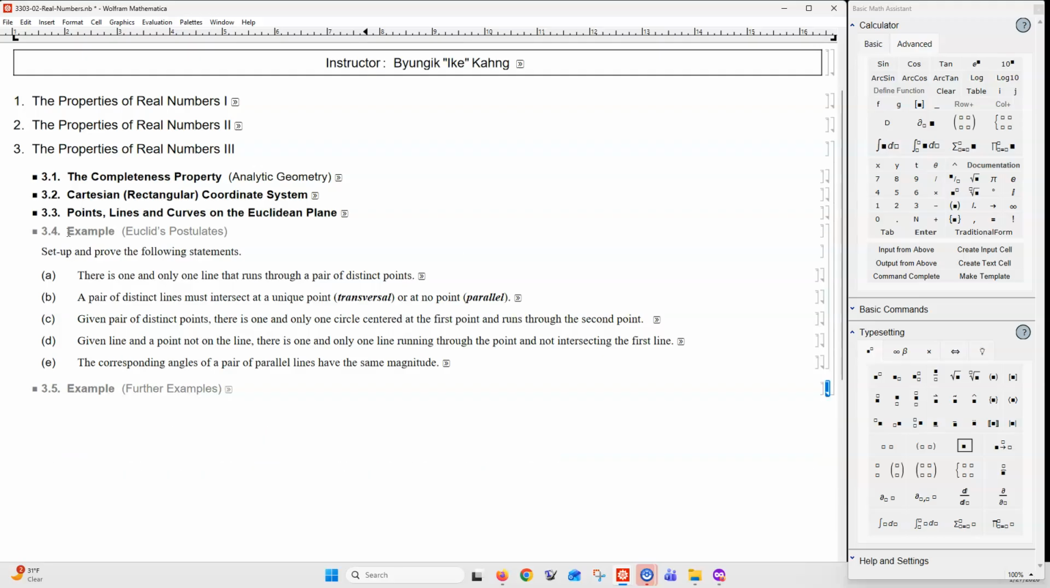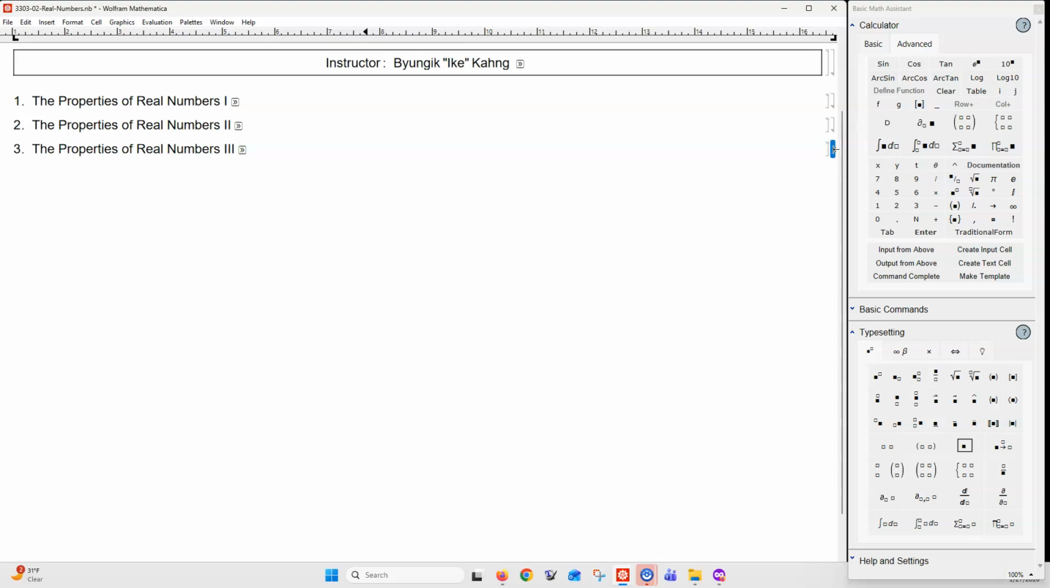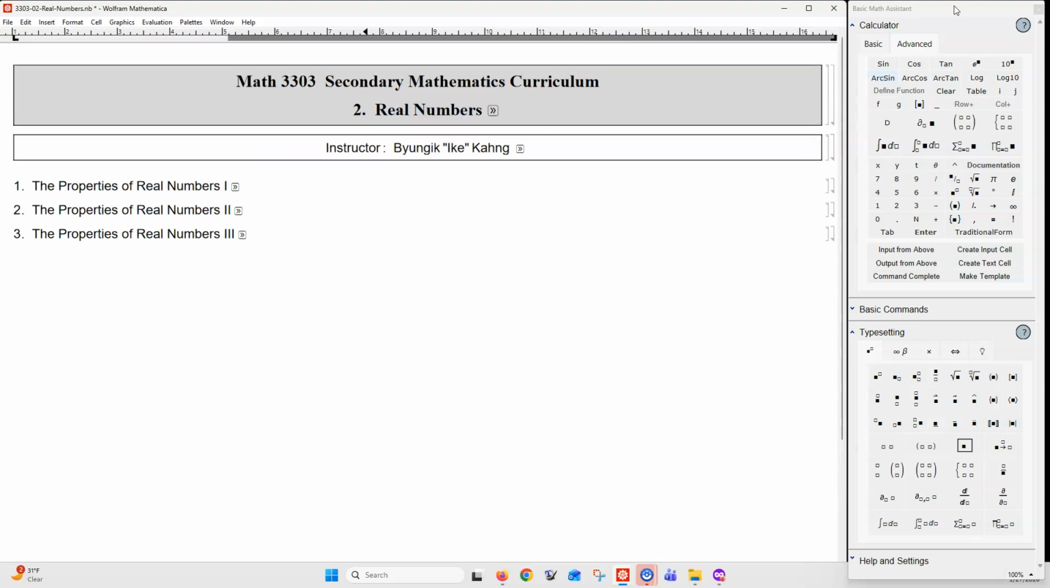For example, there's one and only one line that runs through a pair of distinct points. You can actually prove that through some arithmetic. A pair of distinct lines must intersect at a unique point or at no point. We can prove all those kinds of things. We'll do those in the second half of the course.